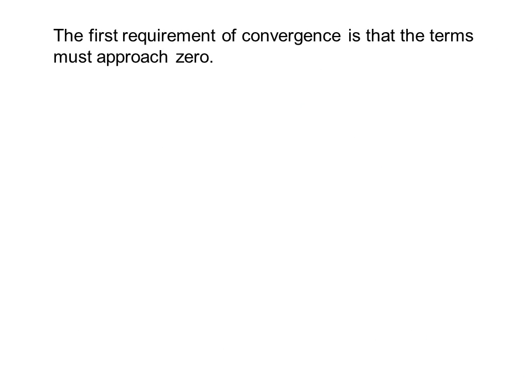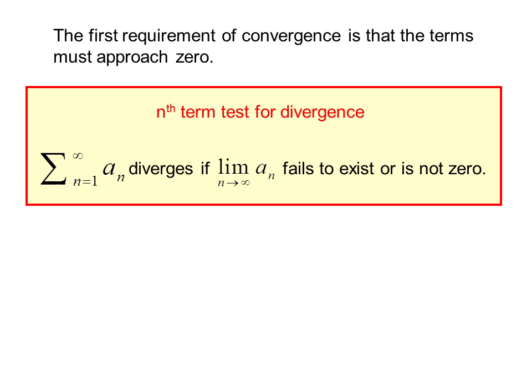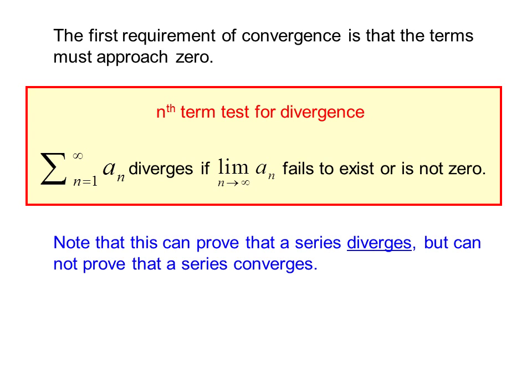The first requirement of convergence is that the terms must approach 0. The nth term test for divergence says the summation from n equals 1 to infinity of a sub n diverges if the limit as n approaches infinity of a sub n fails to exist or is not 0. Note that this can prove that a series diverges, but cannot prove that a series converges.